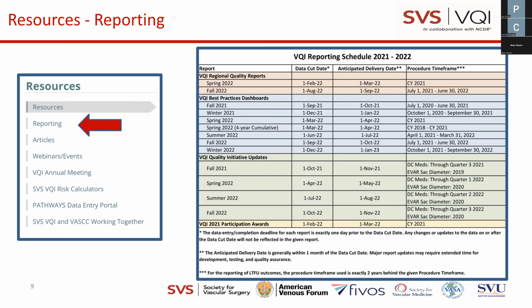Somebody had also asked for Jen Korea's email one more time. Jen Korea is our marketing manager, and whenever you go into the VQI website, I always suggest doing the members only. You have a little more access in there sometimes. Her email is JCORREA@svspso.org. So just in case.